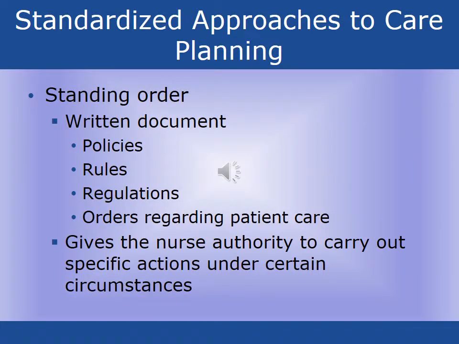We also have standing orders, and these are written documents, policy, rules, regulations, and orders regarding patient care. And it gives the nurse authority to carry out specific actions under certain circumstances. If you have a patient who has difficulty breathing or their oxygen saturation level is a little low, most standing orders give nurses the ability to go ahead and implement 2 liters of oxygen through a nasal cannula. But depending on where you are and what population you're with, your standing orders will reflect your population.